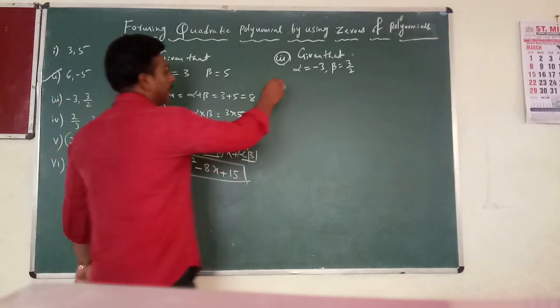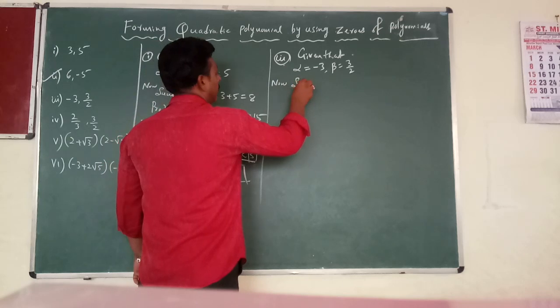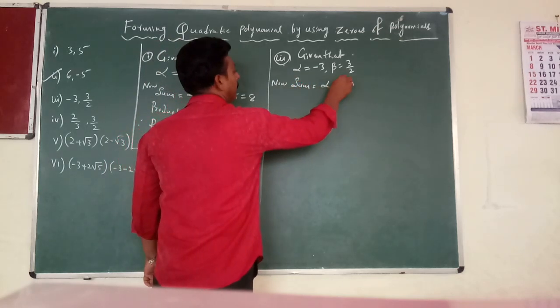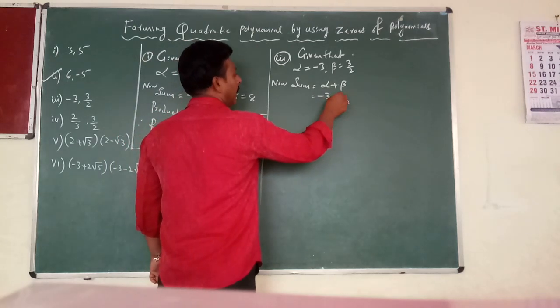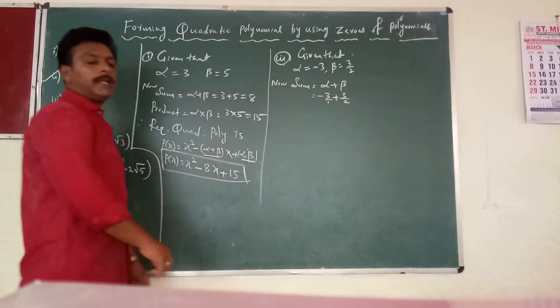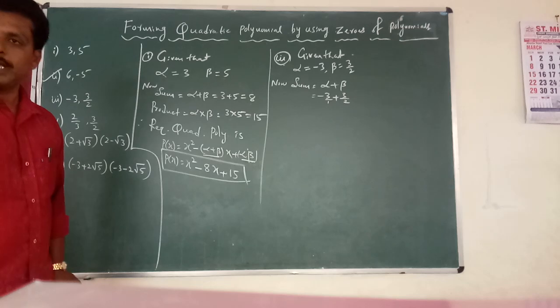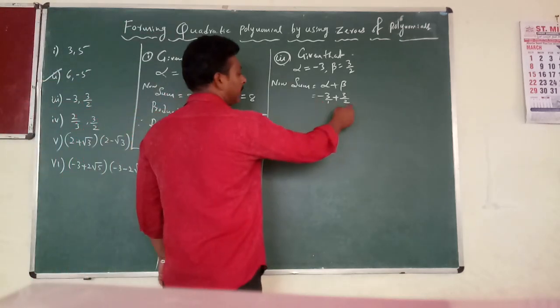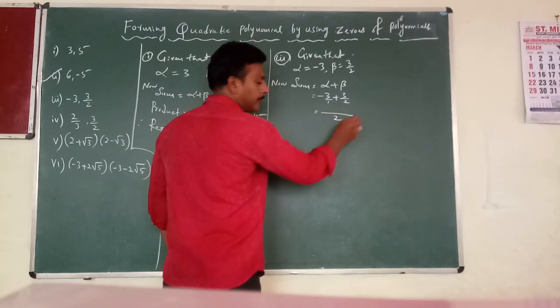Now what you have to do? Sum of the zeros means alpha plus beta. What is alpha? -3 plus what is beta? 3/2. All of you know, whenever there is a fraction, we have to add and subtract by taking the LCM. So here both the denominators are 1 and 2. All of you know LCM is 2.